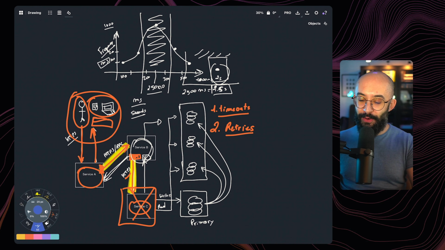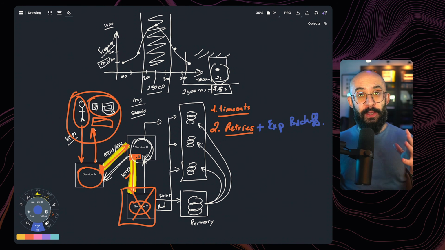So going back to our initial drawing, again, retries plus exponential backoff is the solution over here. Obviously, not every call that fails requires a retry. Like, for example, authorization failures do not need to be retried. 404s do not need to be retried. Any non-failure doesn't necessarily need to be retried. Okay, so don't just take this pattern and implement it blindly everywhere you go.